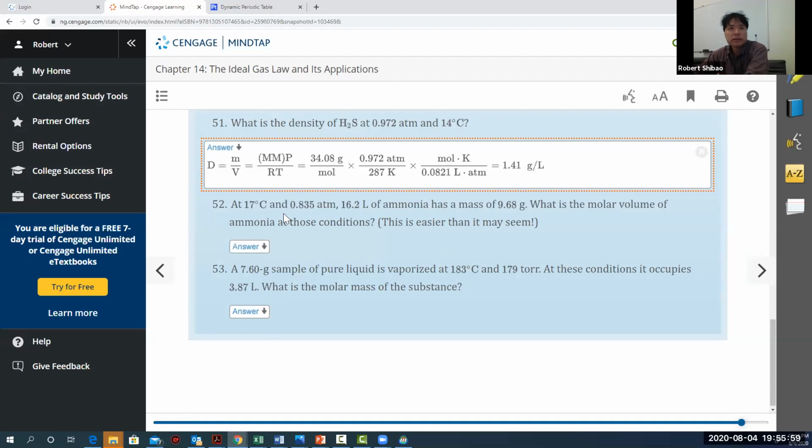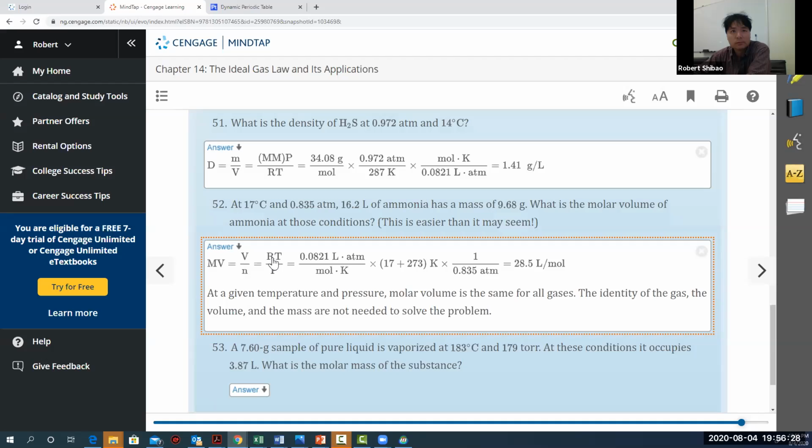At 17 degrees C and 0.835 atmospheres, 16.2 liters of ammonia has a mass of 9.68 grams. What is the molar volume of ammonia at those conditions? Well, if they're only asking us for molar volume, we just need the temperature and the pressure. So we ignore all this other stuff. Temperature and pressure, RT over P.